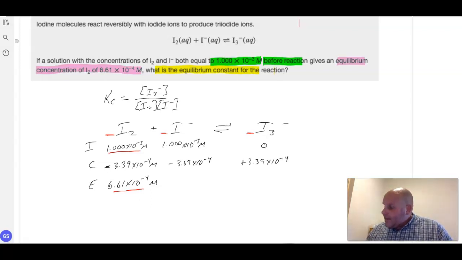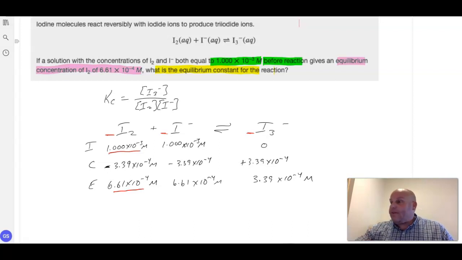Okay, so that means that my equilibrium concentration for my I minus is going to be the same actually. That's not always going to be the case, but since they gave us the same initial for both, that's what's going to happen here. And then my equilibrium concentration for my product is going to be that 3.39 times 10 to the negative 4. All right.